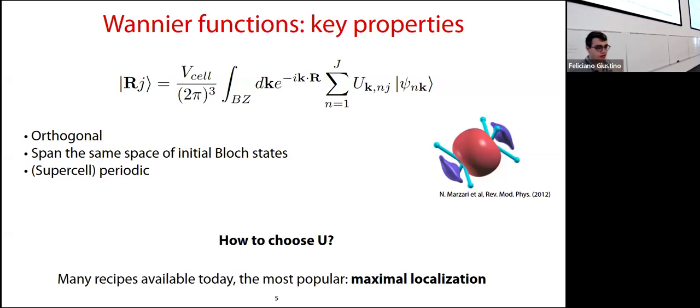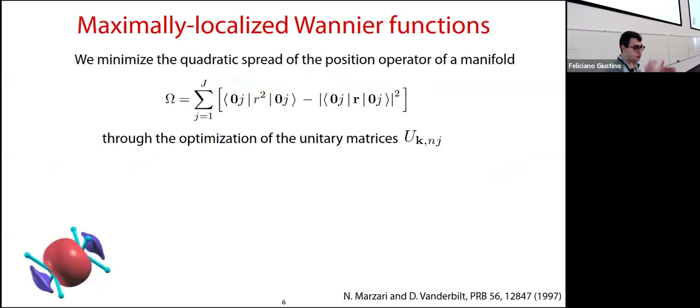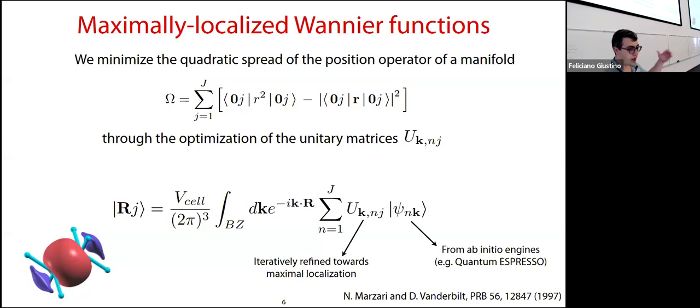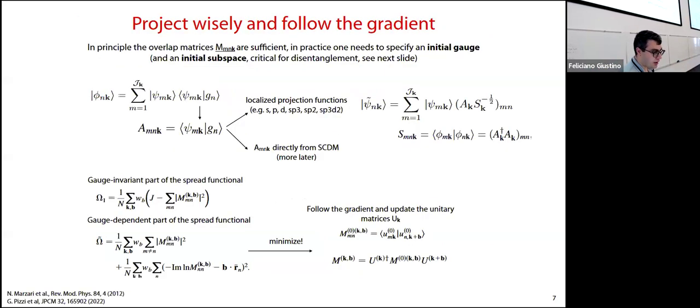I will show some of them, but the most popular and most important one is the maximal localization that has been introduced to you yesterday by Nicola. The idea is that we choose the unitary matrices in order to minimize the quadratic spread of the position operator. Once you do this, you get the most localized Wannier functions that are possible. In practice, you have your Bloch states calculated with Quantum ESPRESSO, your favorite ab initio electronic structure code, and with an iterative procedure, you optimize this unitary matrix until you minimize this Omega spread function, and then you have your Wannier functions.